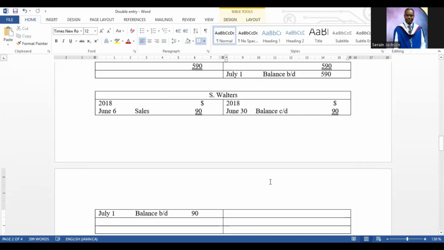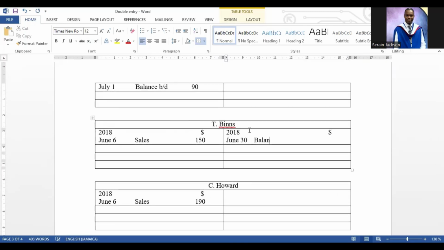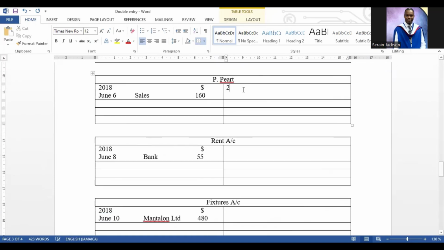S. Walters, right? These guys are debtors, so it is the opposite of creditors. For debtors, these accounts carry a debit balance, and so you will find that the balance brought down will be on the debit side in their account, which means that the balance carried down will be on the credit side in the debtors accounts.